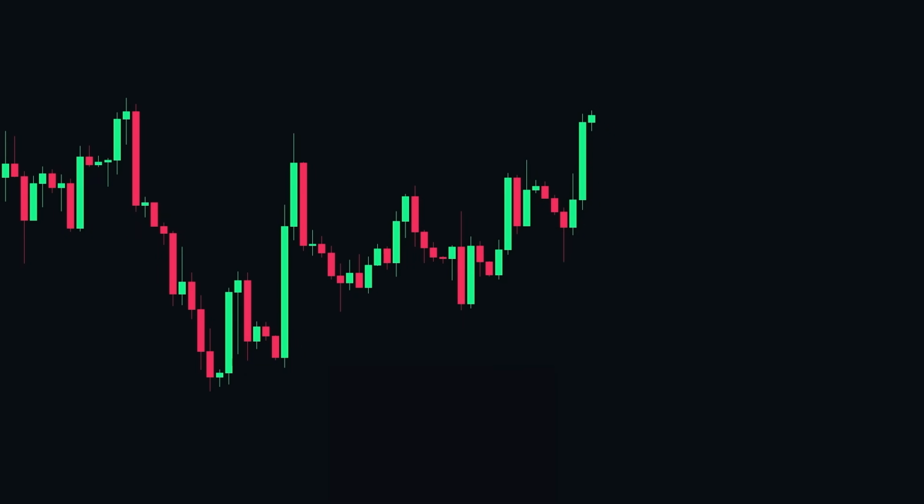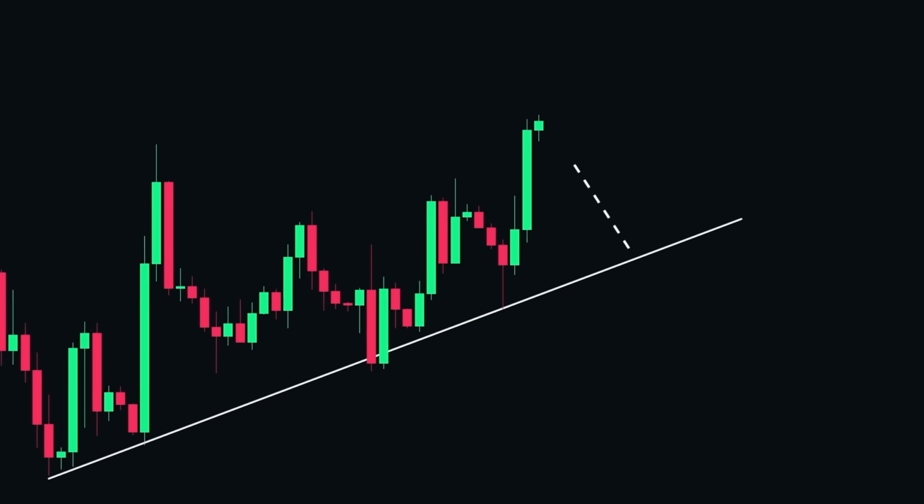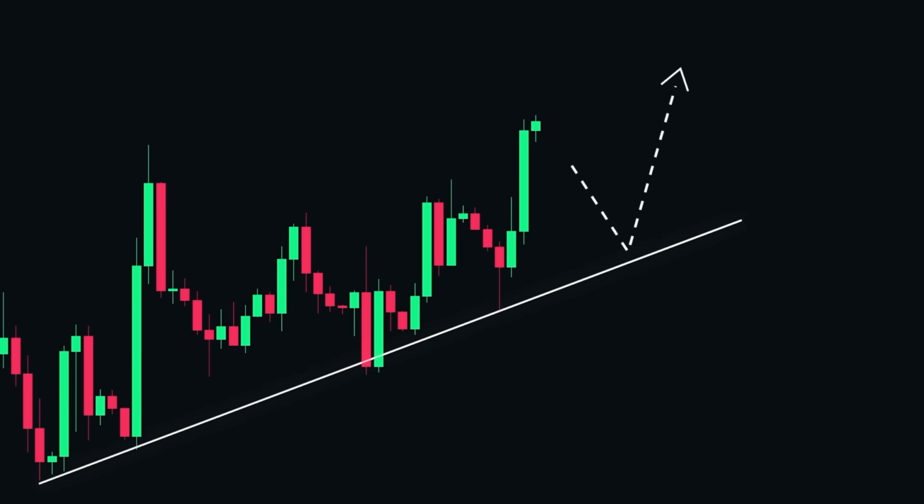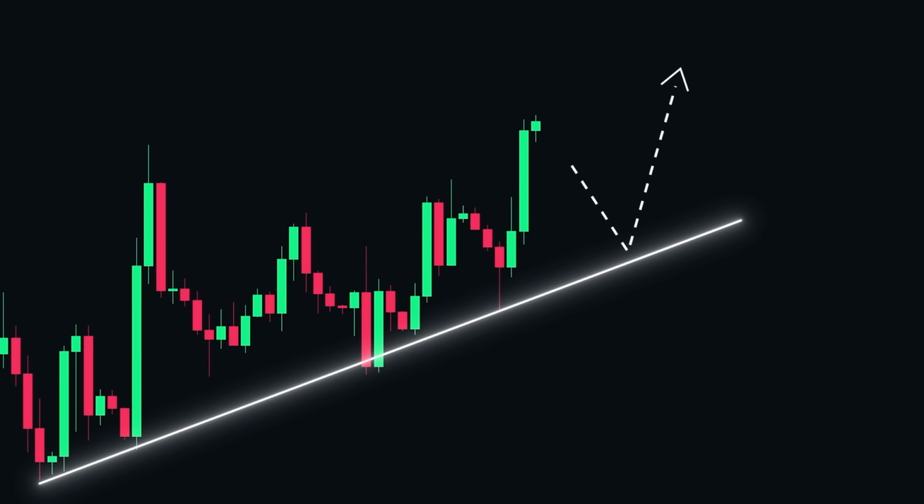Like in this chart, we can see that price is on an uptrend, and we also have swing lows here that we can connect. So we can just draw a trend line right here. Now, since the market is in an uptrend, we expect the price to bounce off upwards. So the only trend line that we need to draw is this one below.